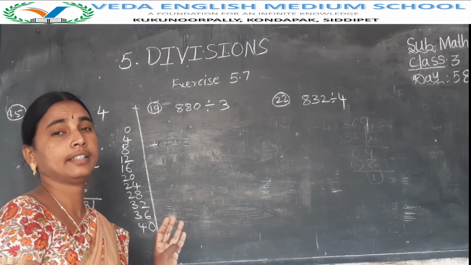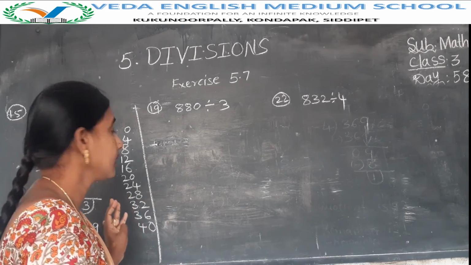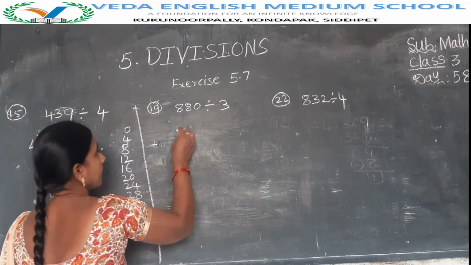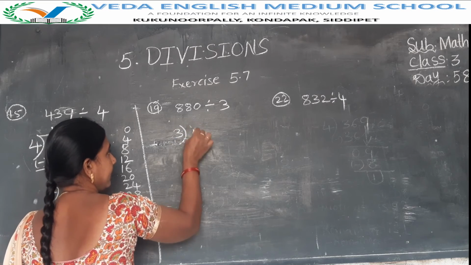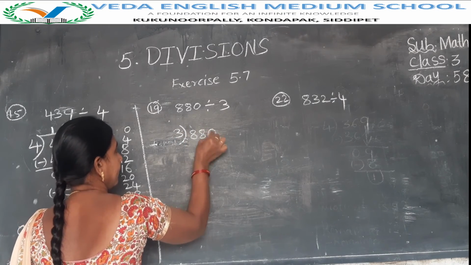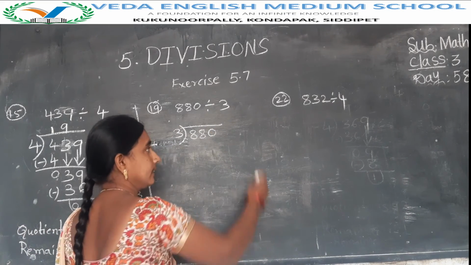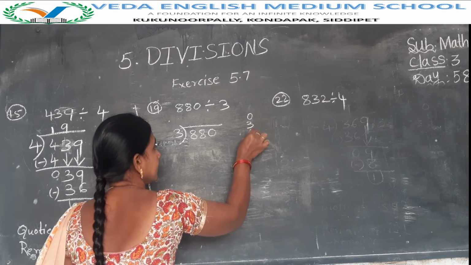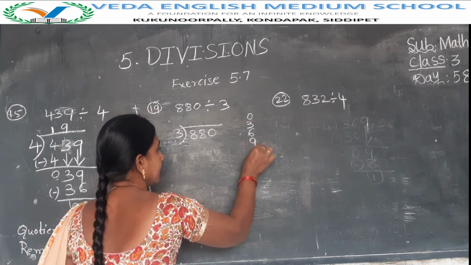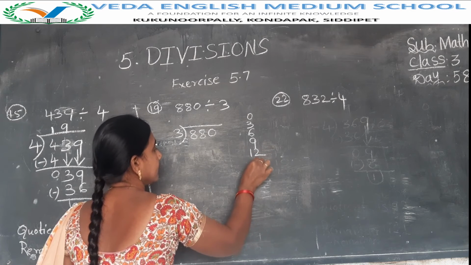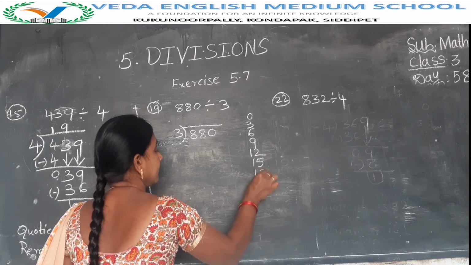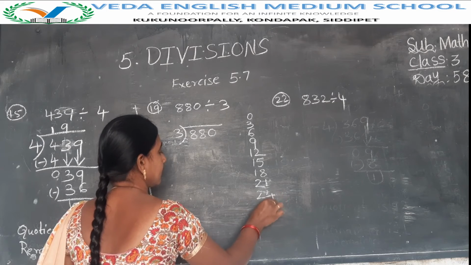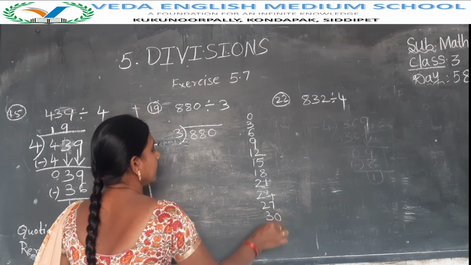16, 17, 18. These 3 problems are your homework. Okay, children? Next, the divisor is here 3. Dividend is 880. So now write this side the 3 table. 3 zeros are 0, 3 ones are 3, 3 twos are 6, 3 threes are 9, 3 fours are 12, 3 fives are 15, 3 sixes are 18, 3 sevens are 21, 3 eights are 24, 3 nines are 27, 3 tens are 30.